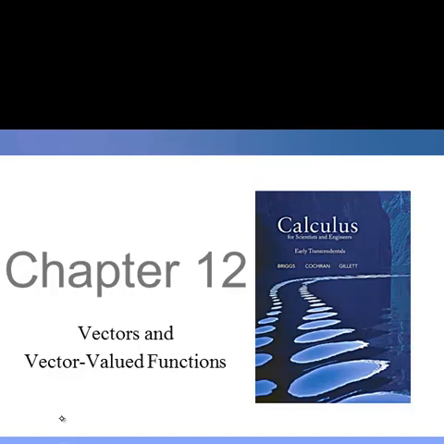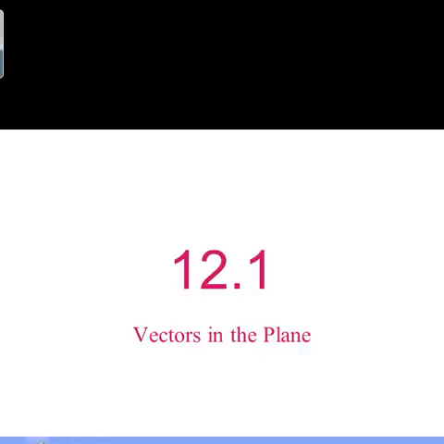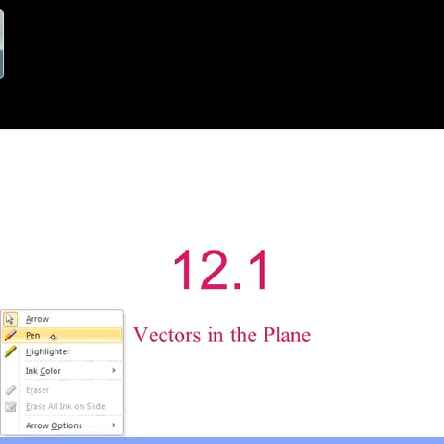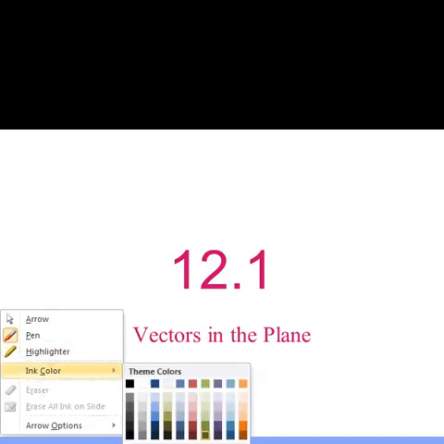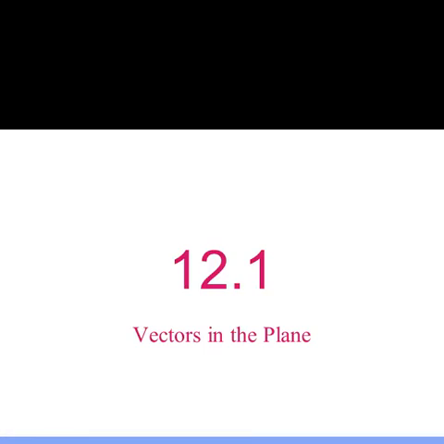And so we're going to go ahead and start talking about the material in chapter 12, where we're going to be discussing vectors. All right, so let me go ahead and get my pen out and going, and I'm going to go ahead and choose green because I just like green today.